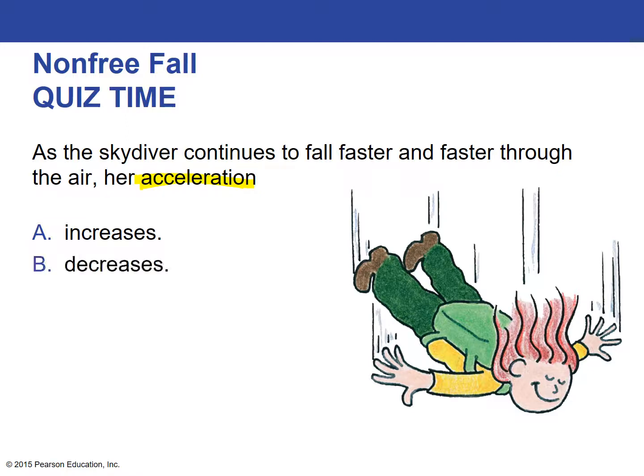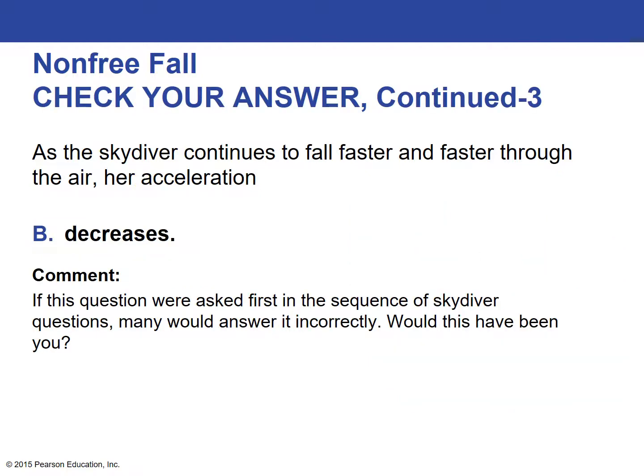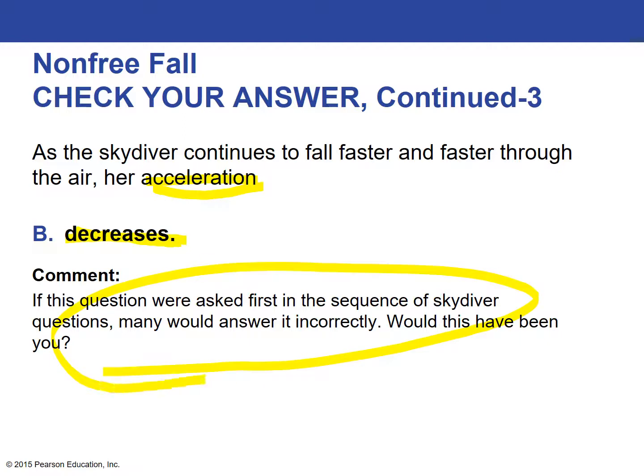So what happens with her acceleration as she continues to go faster and faster? Does her acceleration increase? Does it decrease? Does it remain the same as if she were in free fall? Or do we not know? There's your question. Well, her acceleration decreases. The net force decreases. She is still falling, and she is still increasing in velocity, but her rate of increase is changing. Maybe a little bit different than your first response to this question would have been.